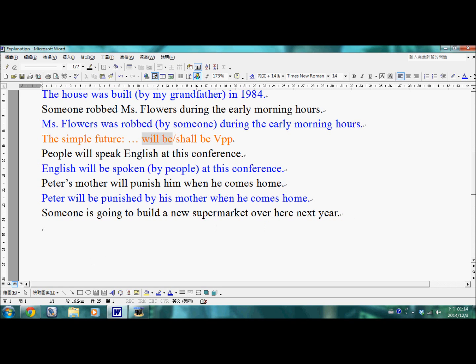Example number 3: someone is going to build a new supermarket over here next year. So we know someone is going to build a supermarket, but who is going to do that? Not important. We use will. So a new supermarket, you can locate the verb. New supermarket, move it to the front. This is the object of the active sentence. So a new supermarket will be. Now build, built: verb past participle of build is built. A new supermarket will be built. You can leave this piece of information out completely, with or without by someone is okay. Over here next year. So a new supermarket will be built over here next year.